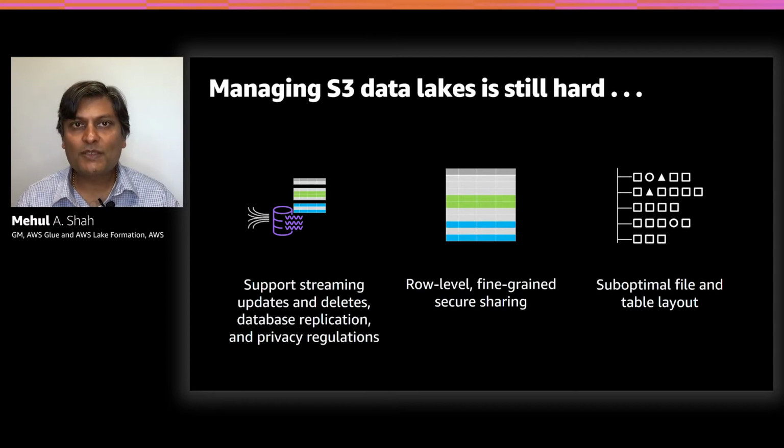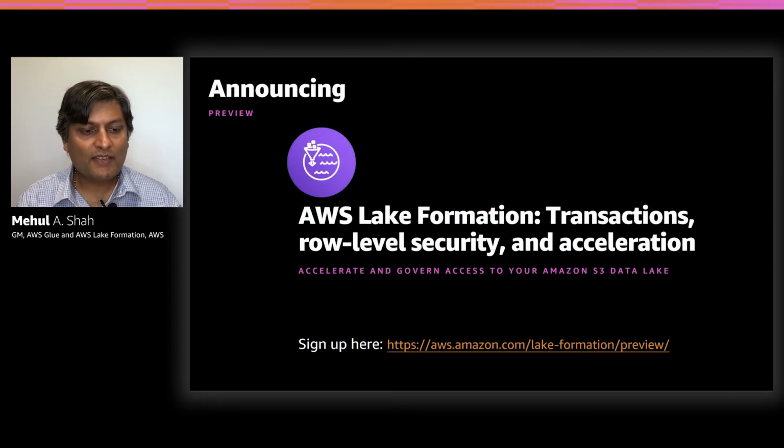You've also asked us to do even finer grain sharing using row-level security. And then finally, you've asked us, can you help us please manage all the various files and tables that we have on our S3 data lakes, because they're actually organized in a suboptimal way, making analytics go slow. So I am proud to announce today a preview of 3 brand new features: transactions, row-level security, and acceleration in AWS Lake Formation. These features help you accelerate and govern accesses to your Amazon S3 data lakes.